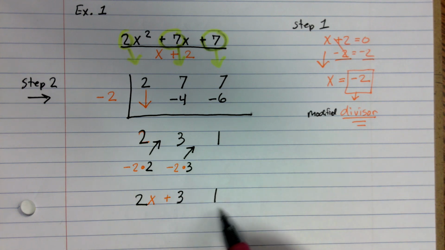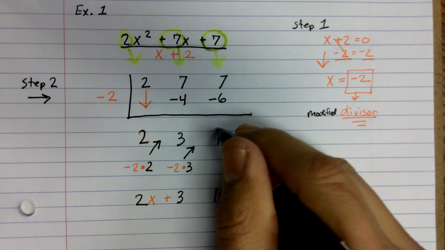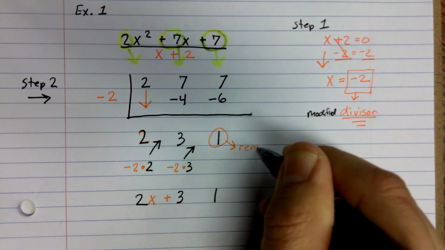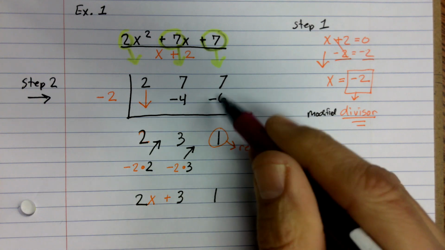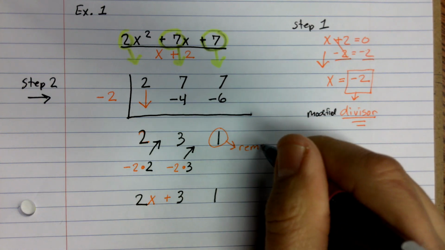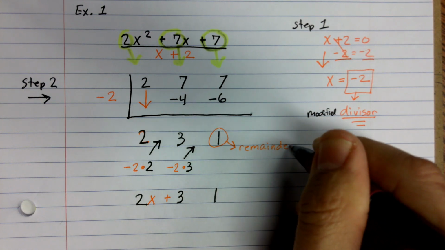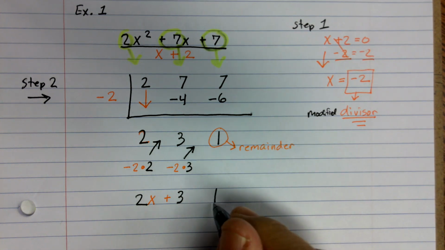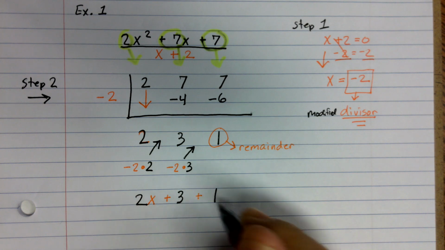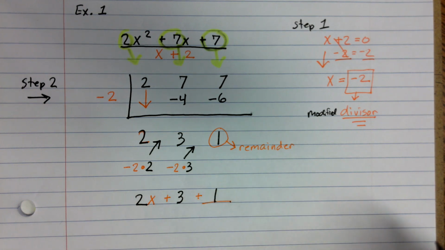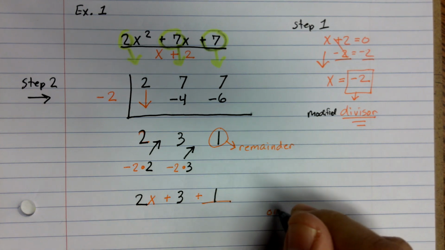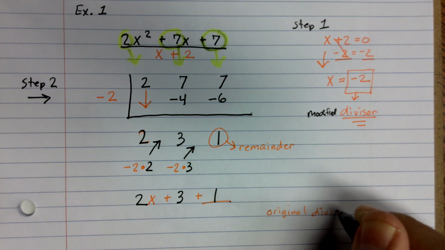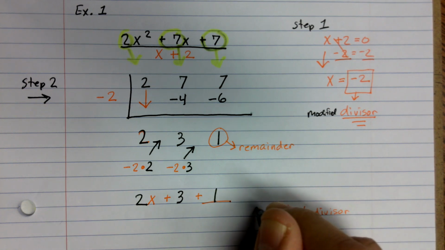And then we have this leftover value. Now this leftover value here, we're going to call a remainder. If you didn't have a remainder, then this last value when we did the addition would have been 0. But this is a remainder. So when I take that remainder value, which is a positive 1, it's going to be over the original divisor.